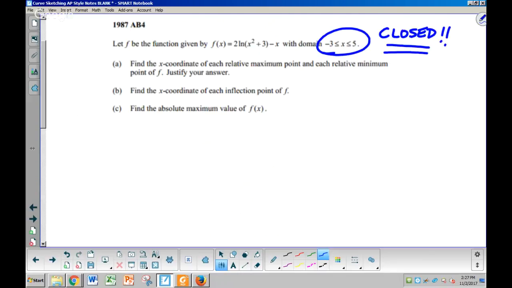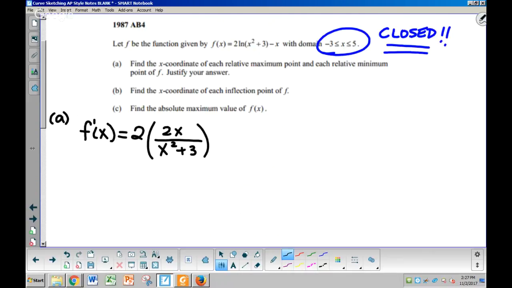So what do we need? That XY chart. We need a chart, don't we? We need the first derivative. So we can say then that f prime of x is equal to 2 times (2x over x squared plus 3), minus 1, because it's the derivative of negative x.